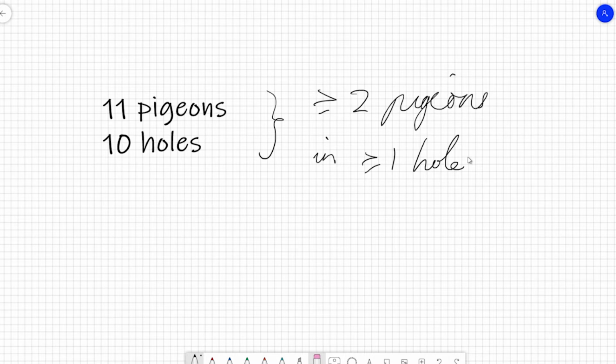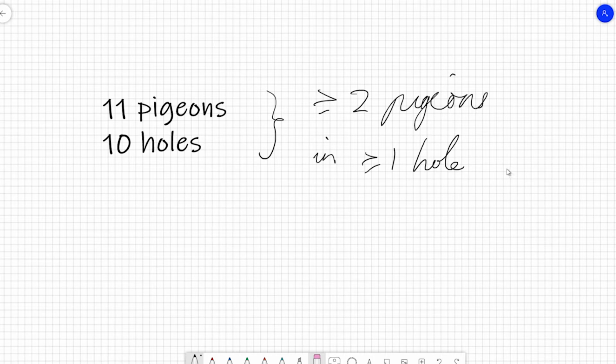Maybe you have all 11 pigeons in one hole, or five in one and six in the other. But either way, this condition is satisfied. However, if you have fewer than 10 pigeons, then this condition may not be satisfied. If you only have 10 pigeons, then there's a possibility that you only have one pigeon per hole, and you cannot satisfy this condition of two pigeons in one hole.